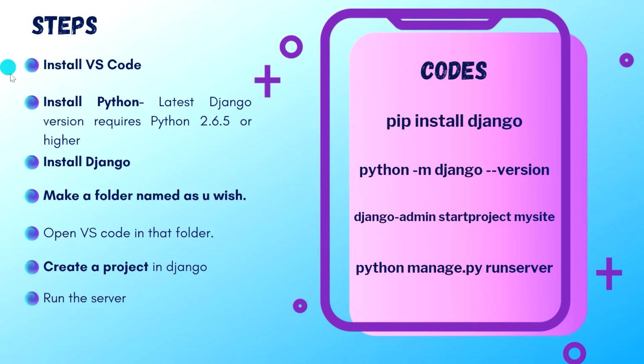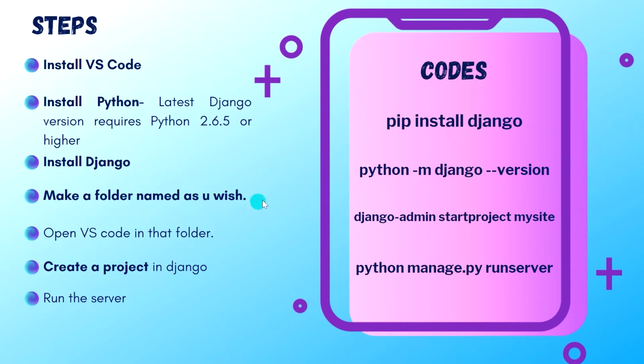So firstly we have to install VS Code, and I expect everyone has installed VS Code, or we can also use PyCharm for this project. Then we have to install Python. So for Python we need 2.6.5 or higher for recent latest Django version. Then we have to install Django. So we install Django with this command, pip install Django. So I'll take you through the commands in VS Code.